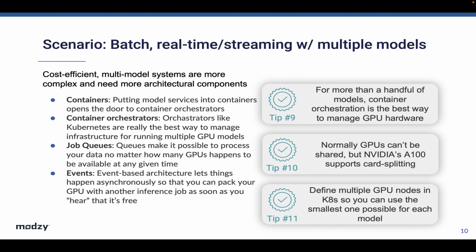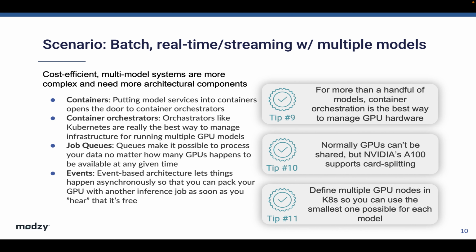And then finally, one of the other concepts that's probably worth considering is looking at an event-based architecture. One of the reasons why this can be helpful is that it lets you asynchronously execute all of your activities, so that your GPU again is free to pick up another inference job as soon as you hear that GPU is free. So again, sticking with that idea of keeping your GPUs always running, reducing the idle time, packing in the data as much as possible.